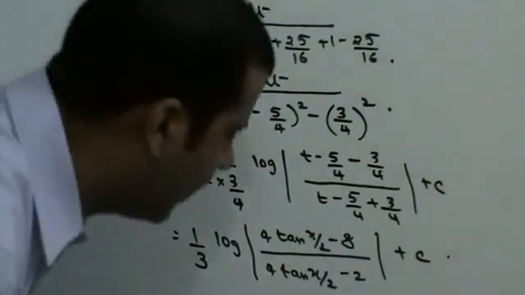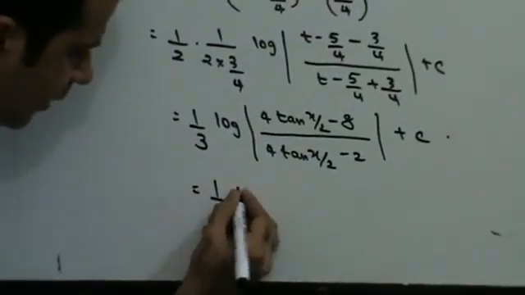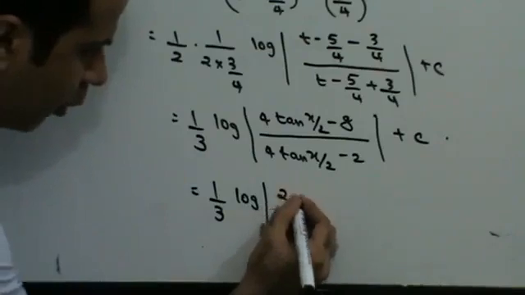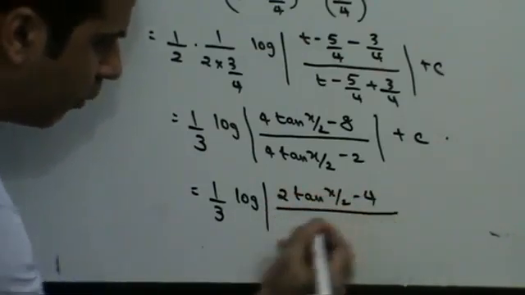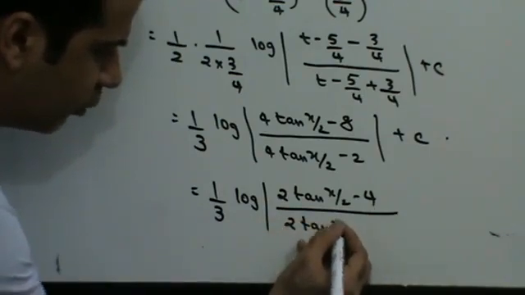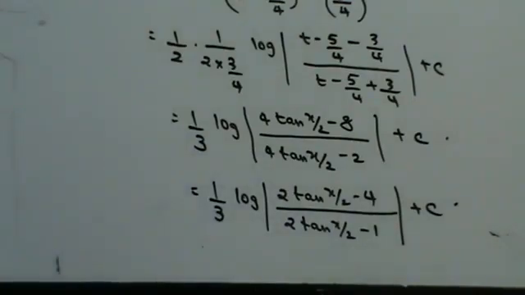Now in the numerator and denominator I could take 2 common, in which case I will get the answer as 1 upon 3 log mod 2 tan x by 2 minus 4 upon 2 tan x by 2 minus 1 plus c. I have taken 2 common in the numerator and denominator and cancelled it.